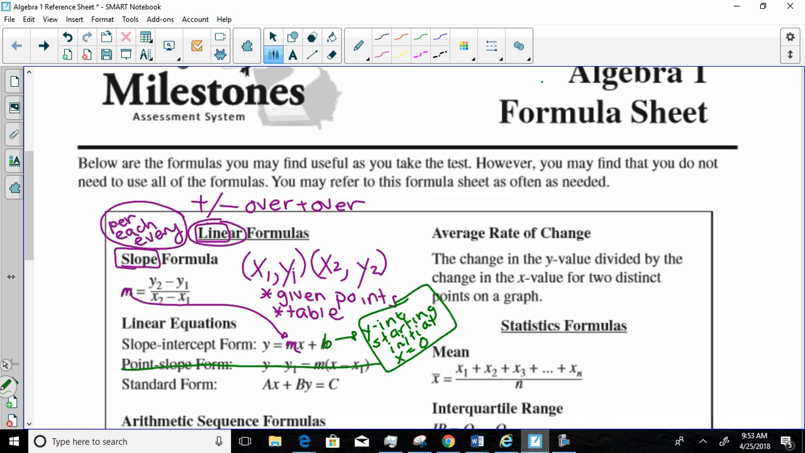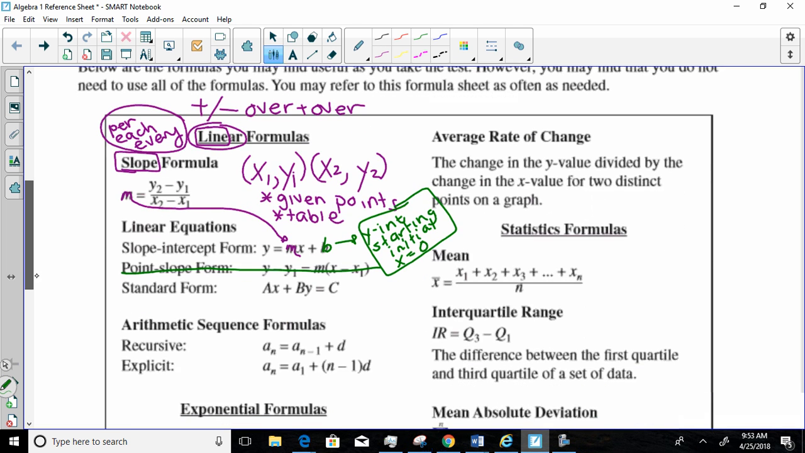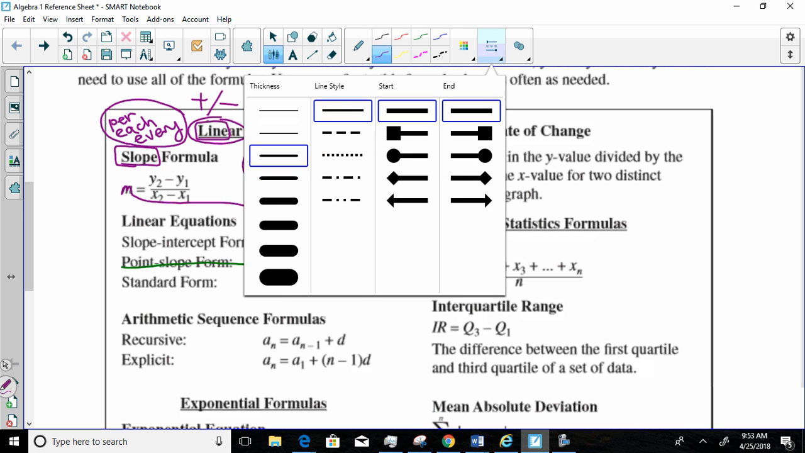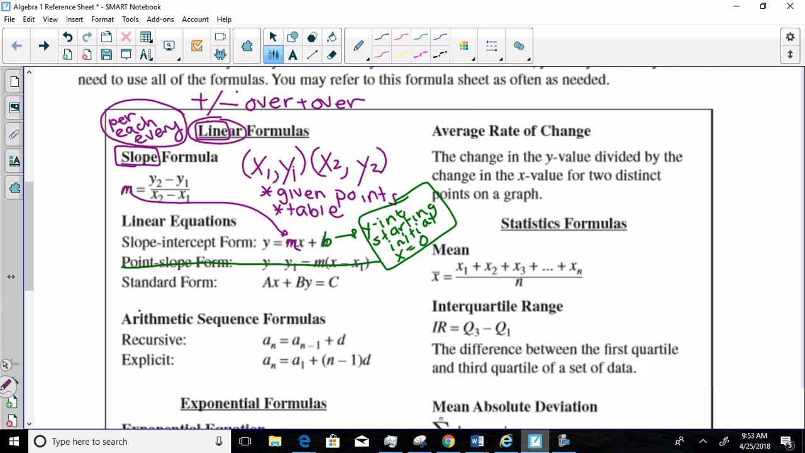Okay. What does arithmetic mean? Adding or subtracting. Because A stands for add, right? So it's adding or subtracting. See that slope formula and arithmetic are right by each other? See how they're right one after the other? That's basically telling you slope and arithmetic are basically the same thing.